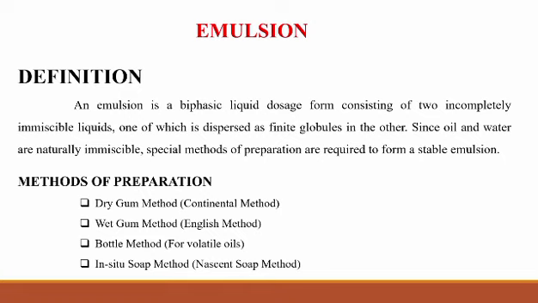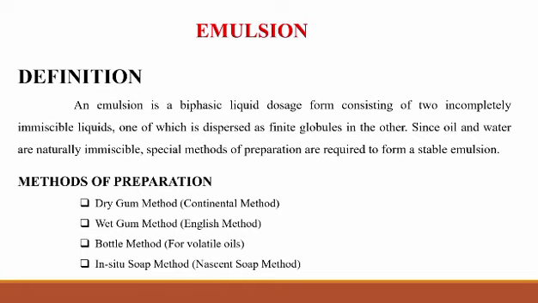First, let's see what is an emulsion. Emulsion is a biphasic liquid dosage form which consists of two incompletely immiscible liquids in which one is dispersed as finite globules in another phase. Here, oil and water are naturally immiscible, so special methods of preparation are required to form stable emulsions.